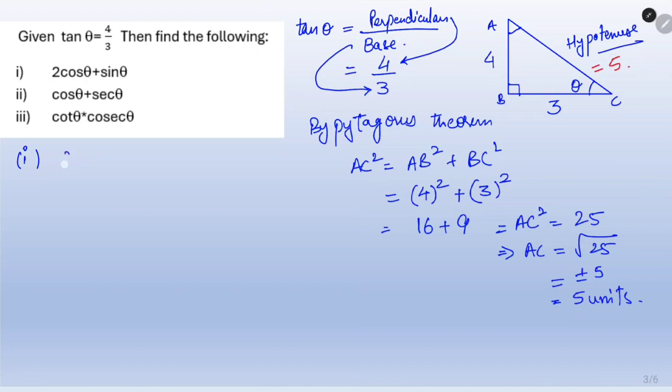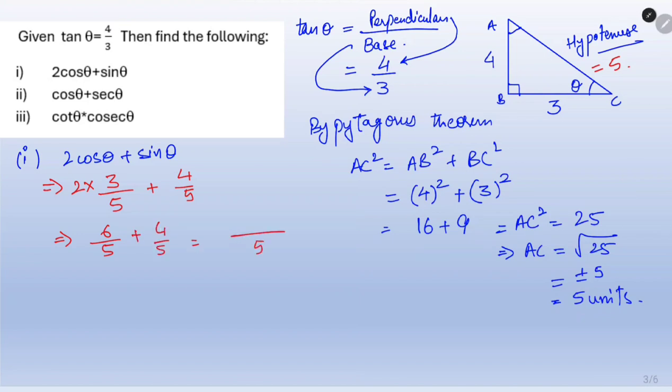First part: 2 cos theta plus sin theta. What is cos theta? 2 into base upon hypotenuse. What is base? Base is 3. What is hypotenuse? It's 5. Plus, what is sin theta? Sin theta is perpendicular upon hypotenuse, 4 upon 5. So it is 6 by 5 plus 4 by 5. The LCM will be 5. And 6 plus 4 is 10, which is equal to 2. That is the correct answer.